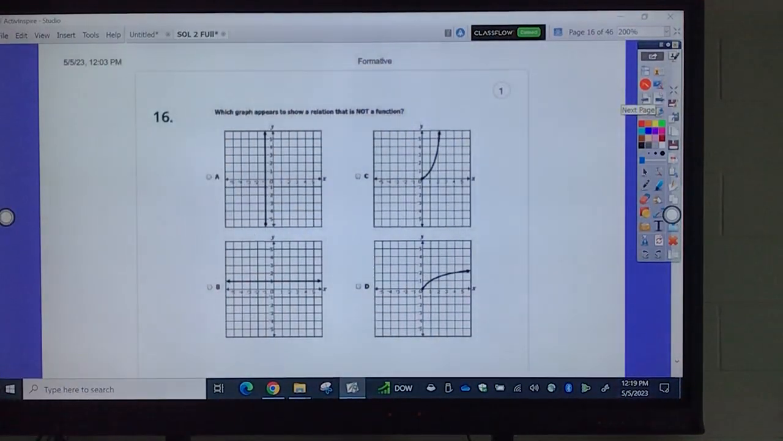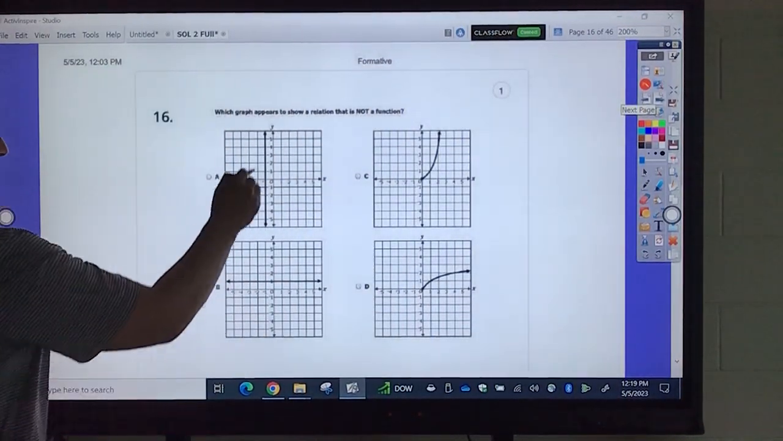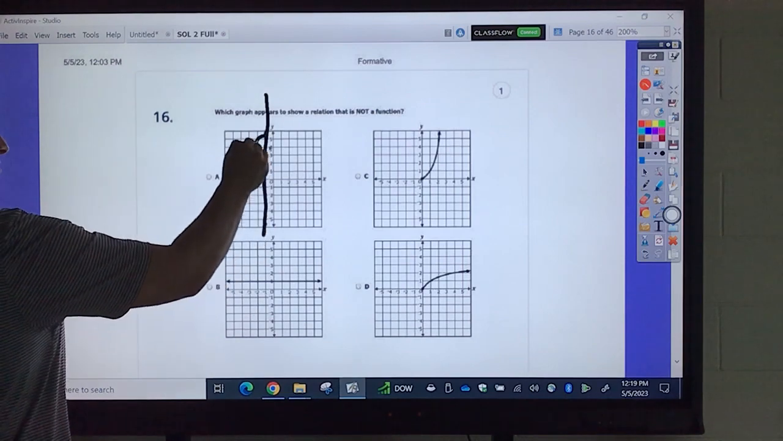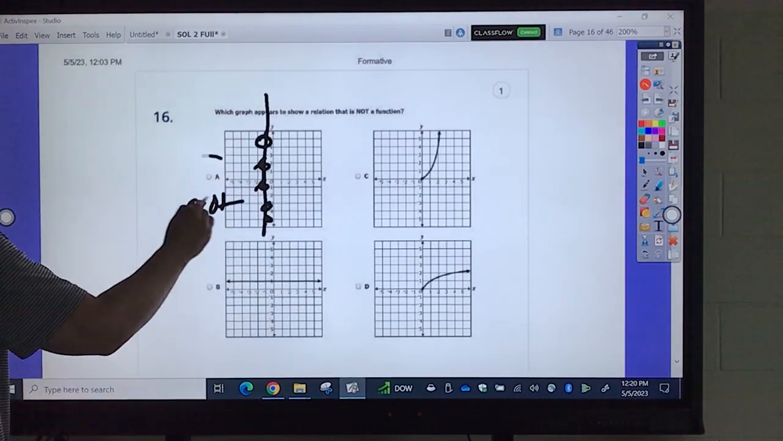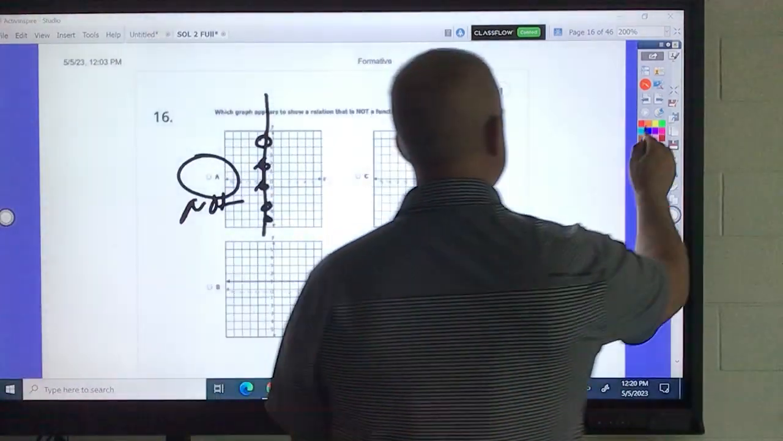Okay, which one is not a function? Okay, we just talked about this. If I do this one over top, this is not. All these would be yeses. Okay, so not a function.